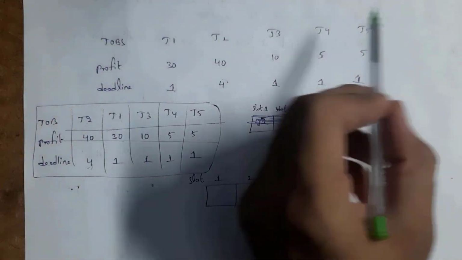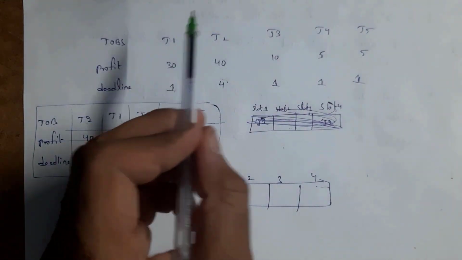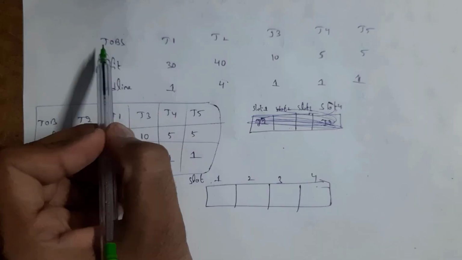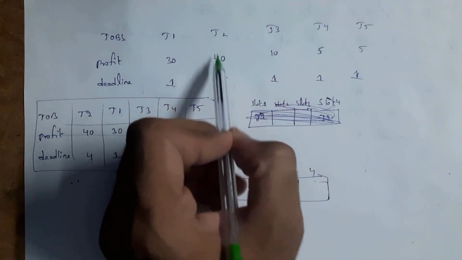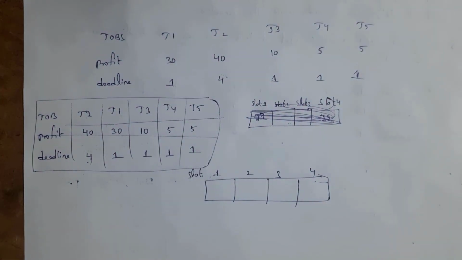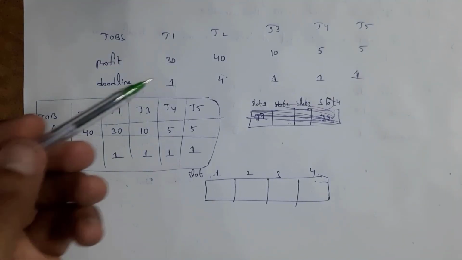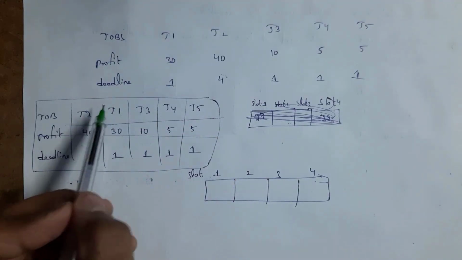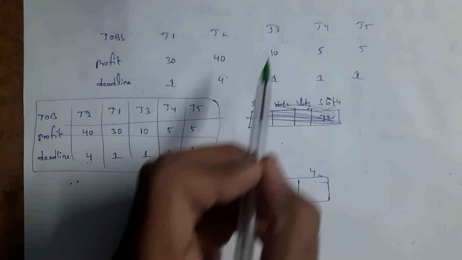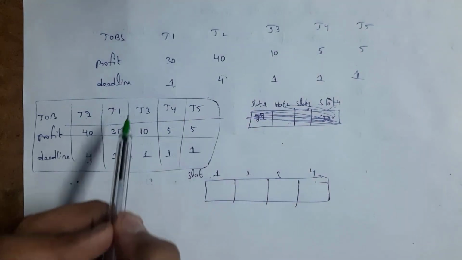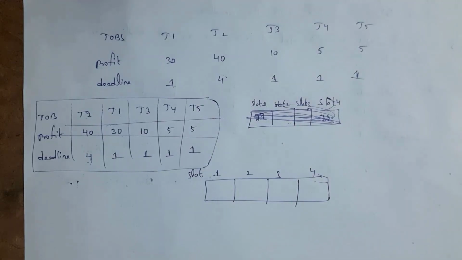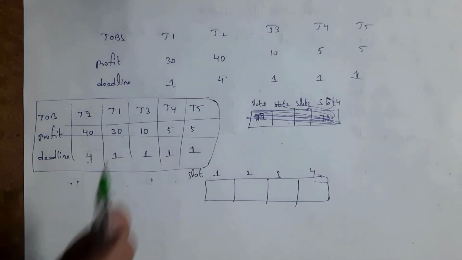This is another example. In this example, total there are 5 jobs: J1, J2, J3, J4 and J5. In step 1, we need to arrange this table according to profit. Among these jobs, J2 has the highest profit, so at first I took J2. After J2, J1 has the next highest profit, which is 30, so I wrote J1. After that J3 has the next highest profit, so I wrote J3. After that J4, profit is 5, and after that J5. So I arranged this table according to profit.